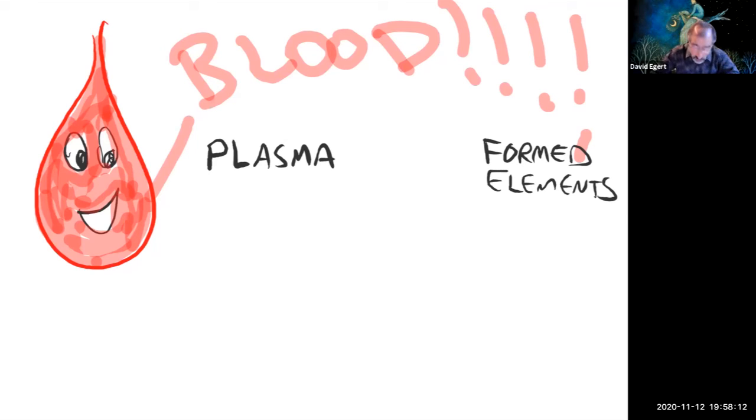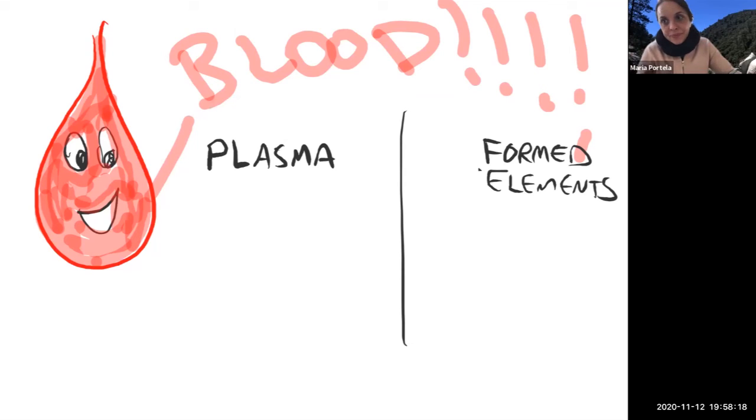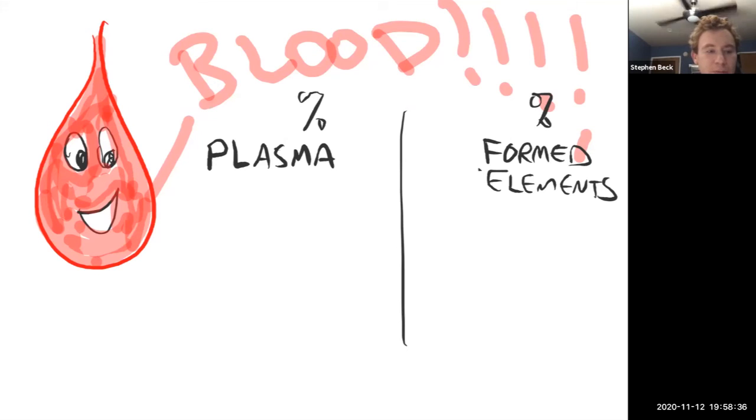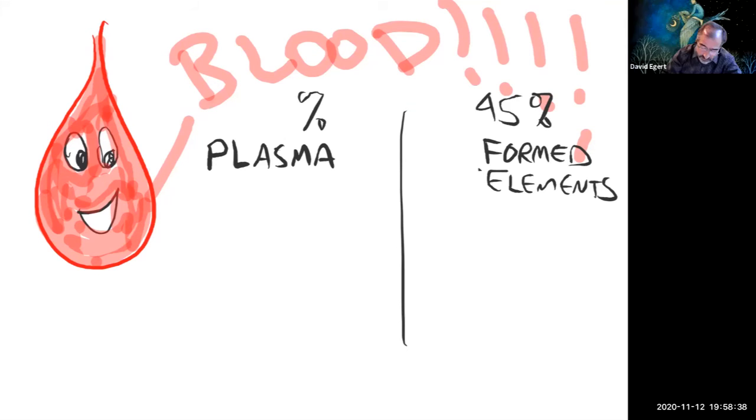What do we call the ratio of formed elements to plasma? Hematocrit. Yeah, the hematocrit, which is typically about what? What's the value of what percent plasma to percent formed elements? About 45 to 55, somewhere around there.